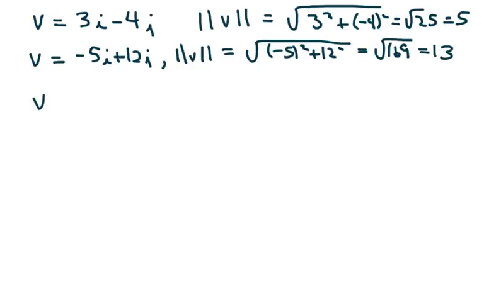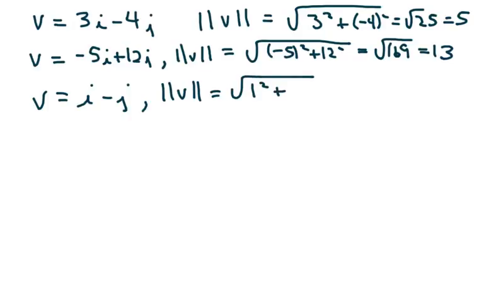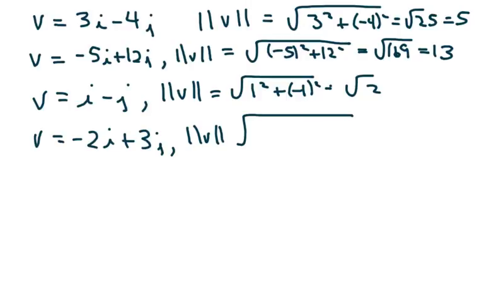And then we have v equals i minus j. And so the magnitude would be the square root of 1 squared plus negative 1 squared, which just equals the square root of 2. And then we have negative 2i plus 3j, so that's just going to be what? Negative 2 squared plus 3 squared, which equals the square root of 13.